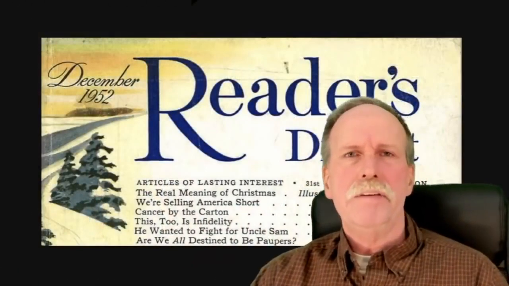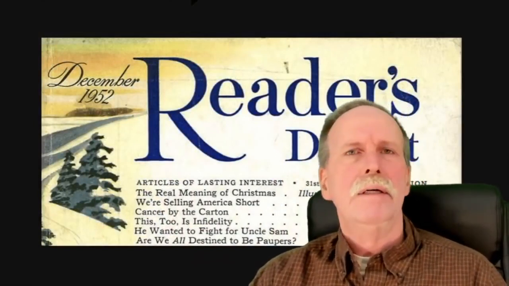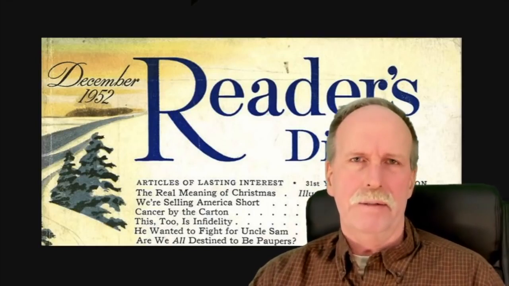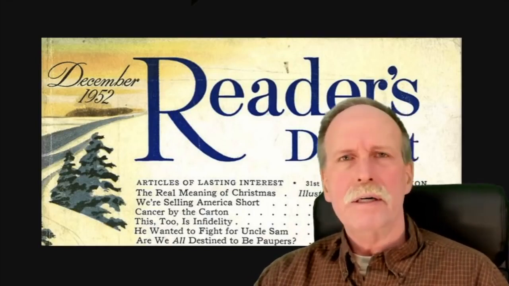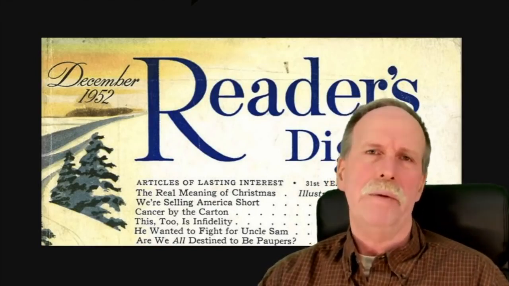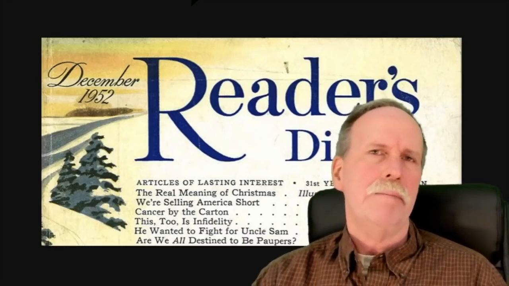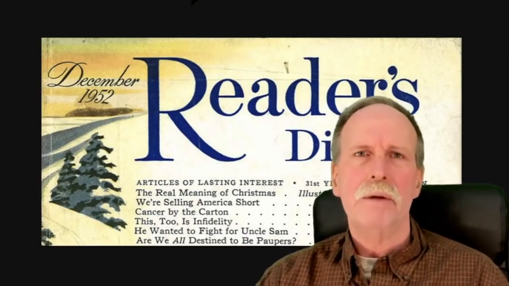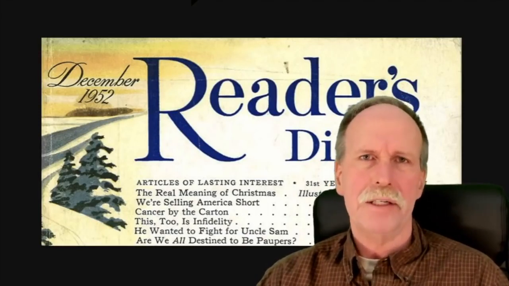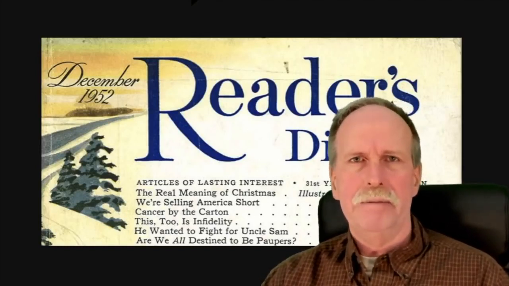Now, in December of 1952, Reader's Digest published an article, the third one down, called Cancer by the Carton. This outlined the current medical studies at the time that were establishing a link between smoking and lung cancer. Now, this was at a time that the average person didn't read medical journals, so they wouldn't have known about this, but the Reader's Digest article brought it to the public's attention.